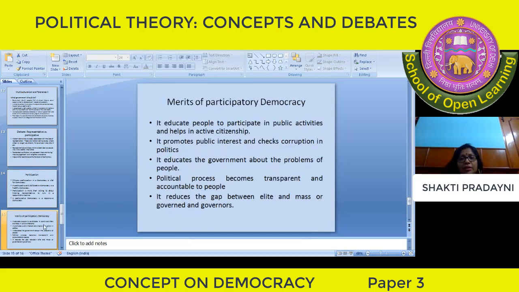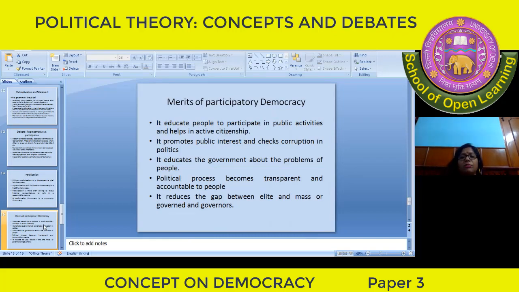It should be educative. It educates the people to participate in public activity and helps in active citizenship. Active citizenship promotes that if people actively participate, there will be no corruption in politics. They will always be educating the government about the problems of the people, because maybe the representative doesn't always remain in the field or constituency. They may always get feedback from the people. The political process becomes transparent and accountable to the people.